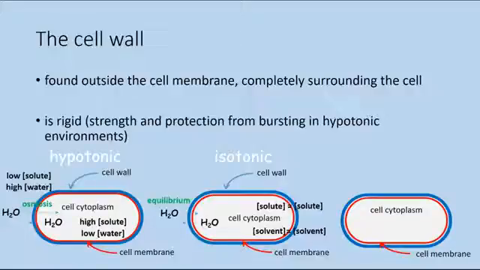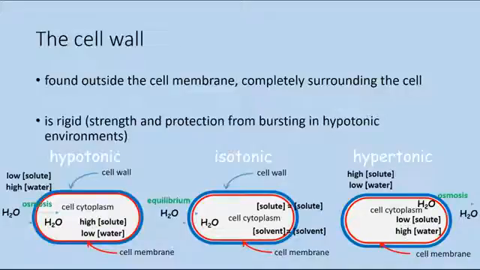Sometimes a bacterial cell might find itself in a hypertonic environment. That's where there's less water outside the cell compared to inside the cell. In this case, water moves out of the cell until equilibrium can be reached. As water leaves, the cell membrane pulls away from the cell wall, reducing the overall cell volume.